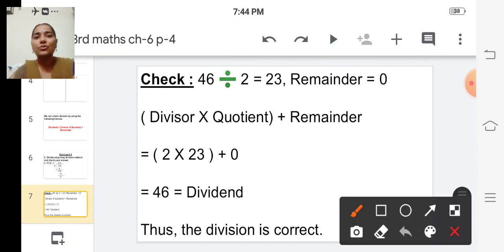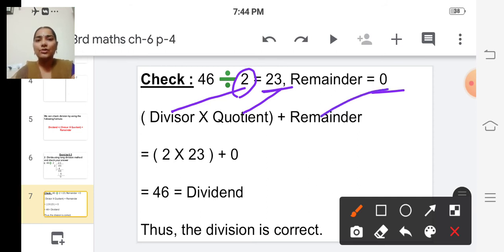So 46 divided by 2 is equal to 23. So the quotient is 23, the remainder is 0, and the divisor is 2. So shall we do the calculation? Yes. Divisor into quotient plus remainder. So the divisor is 2, into quotient 23, plus 0.